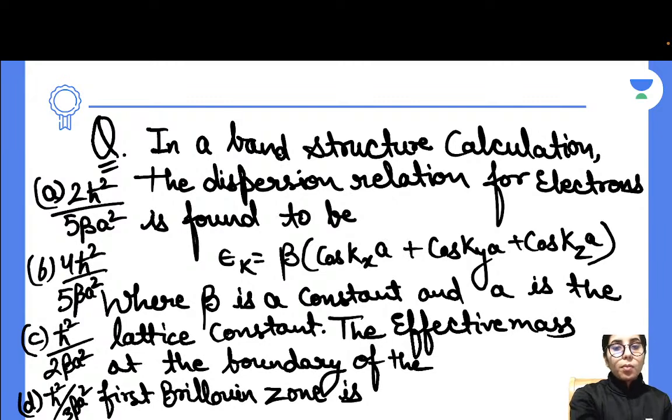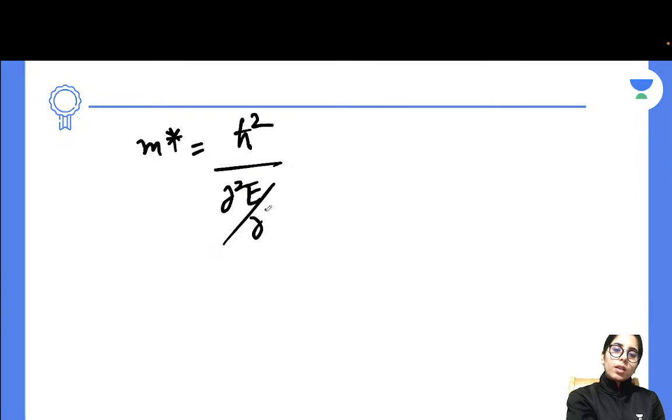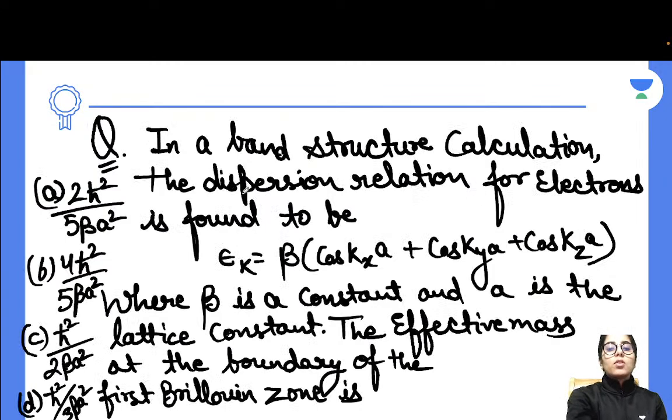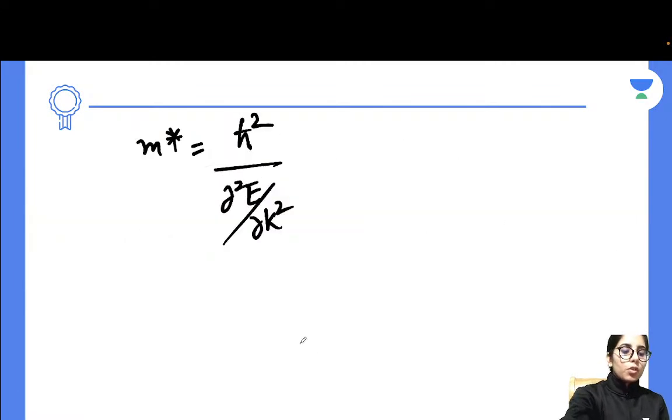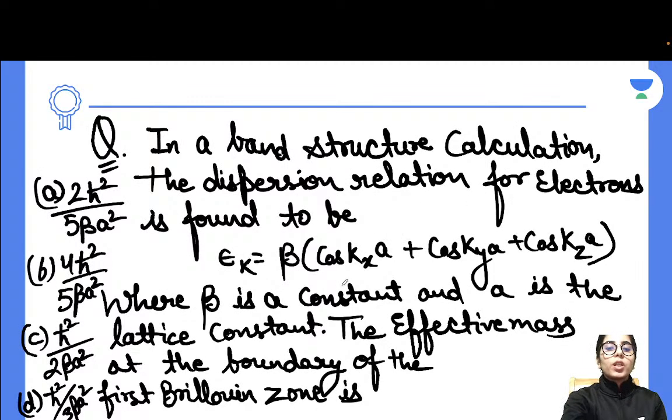So do you know the formula of effective mass, which is m star equal to, this is the notation we take for the effective mass, h square upon d square E upon dk square. And where have they asked you to find it? At the boundary of the first Brillouin zone. So what will be the boundary of the first Brillouin zone? At kx, ky, kz equal to plus minus pi by a. Okay, so that's how you have to consider it. But since they didn't specify whether plus pi by a or minus pi by a, you will go for plus pi by a. That's what you have to do.